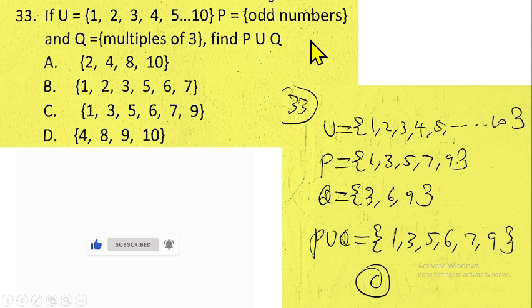Then you have to find the P union Q. That means you have to combine the elements of set P and Q without repetition. That gives us 1, 3, 5, 6, 7, 9. So option C is the correct option for question number 33.